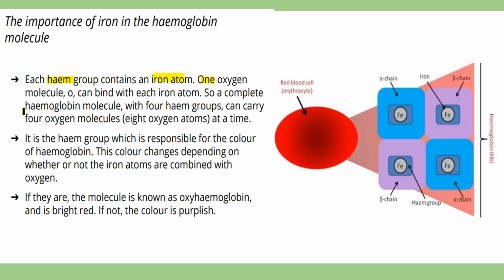ठीक है? One oxygen molecule can bind with each iron atom. So when we talk about the oxygen molecule बेटा, we are talking about O2. ठीक है? So हर iron atom के साथ one oxygen molecule can attach. और iron atom की हम बात करें बेटा, तो this is just Fe. So one oxygen molecule can get attached to it. If you talk about a complete hemoglobin molecule, you will have 4 heme groups. They can carry 4 oxygen molecules. And 4 oxygen molecules means 8 oxygen atoms because an oxygen molecule is O2. ठीक है? So you have 4 iron atoms, but you have 8 oxygen atoms at one time.